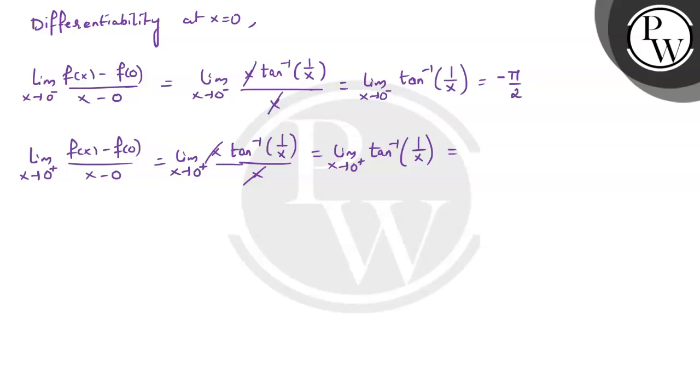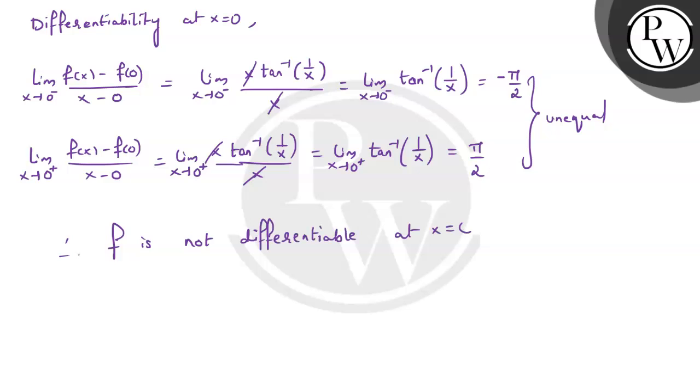Now we are approaching 0 from the right hand side, that is the positive side, and thus 1 by x then goes to positive infinity and tan inverse of positive infinity, so the limiting value for this is positive pi by 2. And since both the limits are unequal, therefore f is not differentiable at x equals 0.